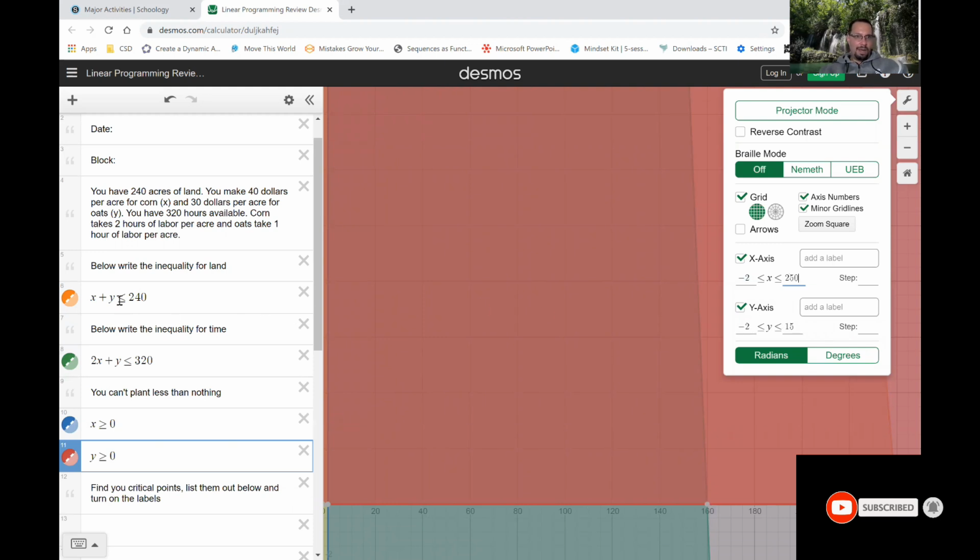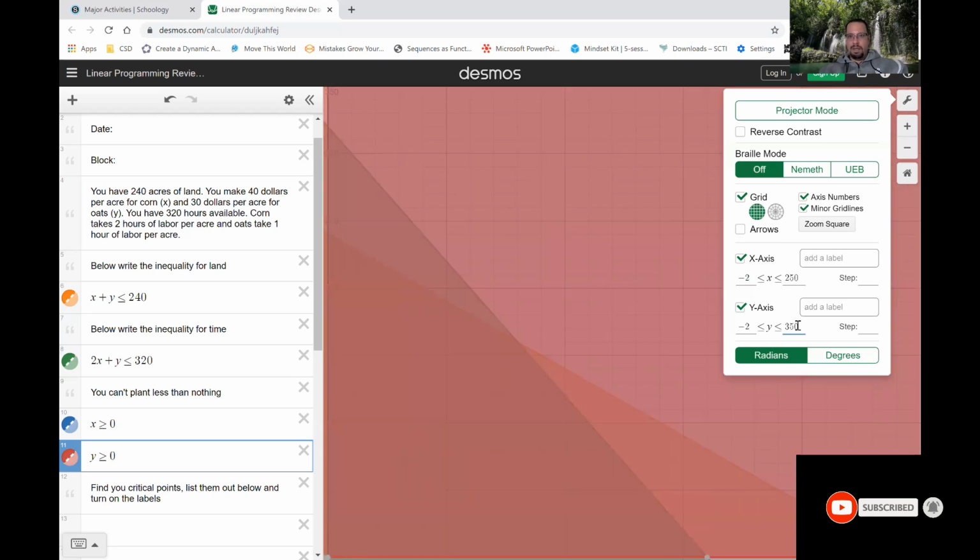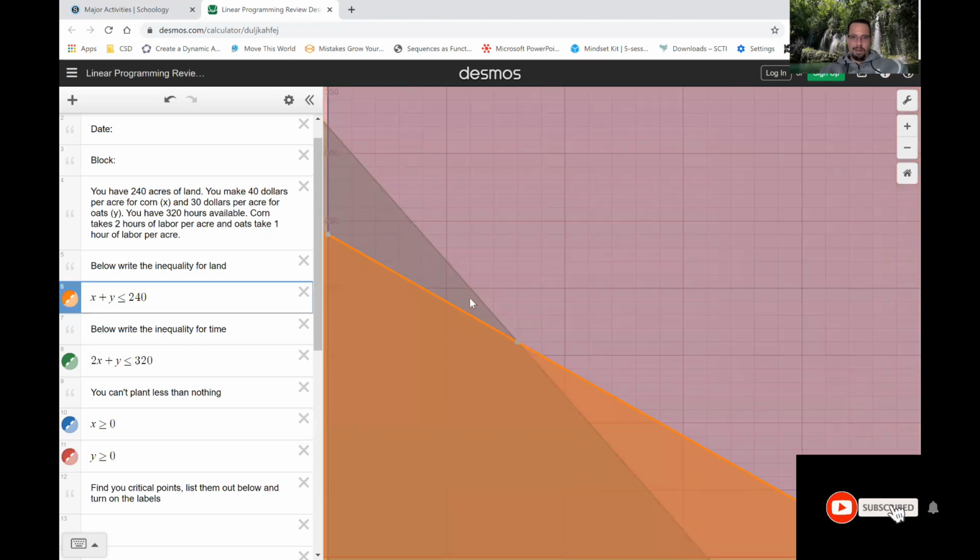Then we have y could be equal to 240 and y could be 320. So for y, we're going to make it up to 350. Now we can see what's going on here. I can see one line here, another line here, and the section underneath that's this ugly, mucky color, that's the section we want to worry about.